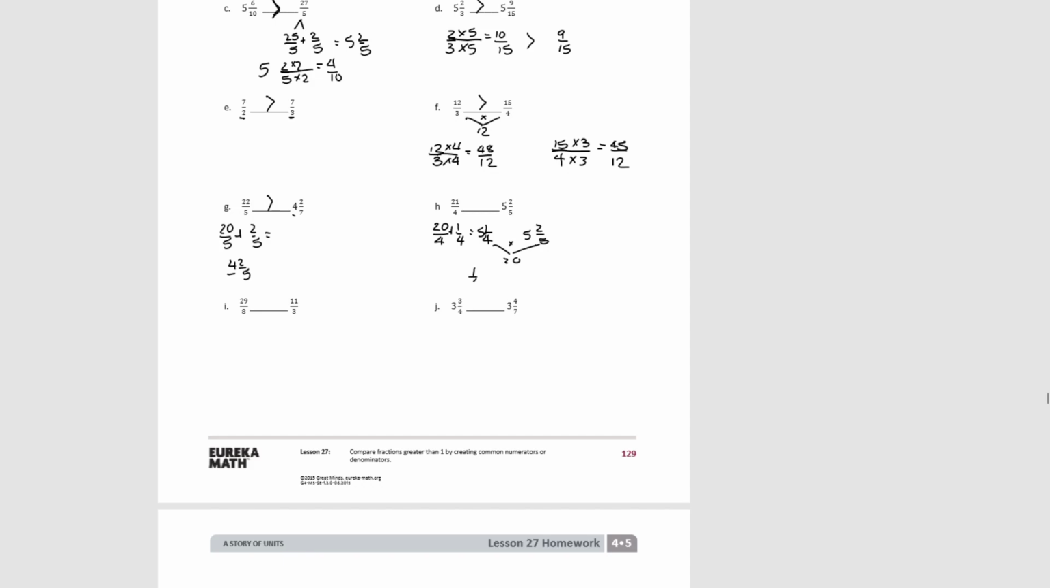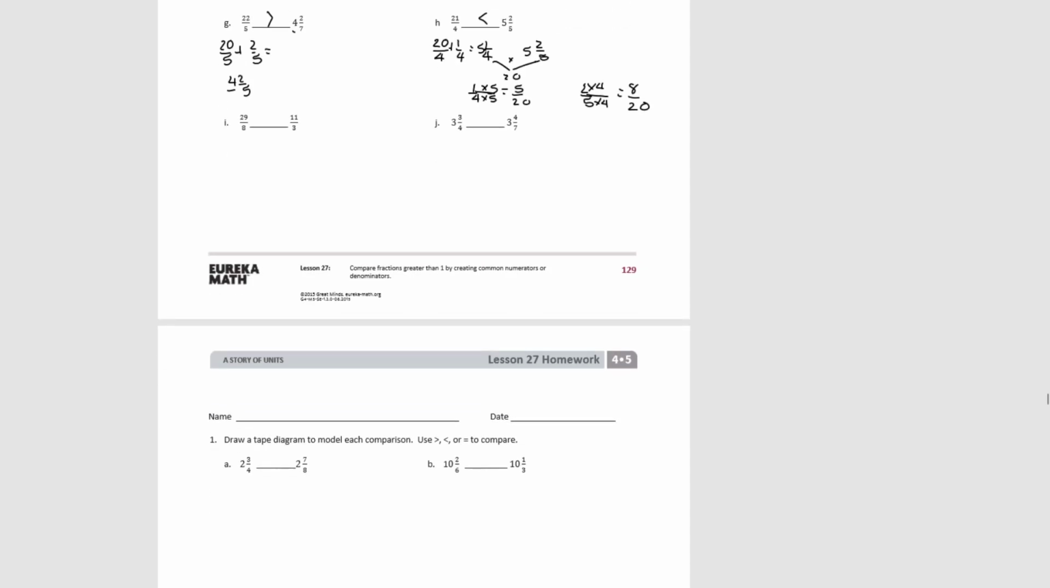So 1/4, decomposed 5 more times, would be 5/20. And 2/5, decomposed 4 more times, would be 8/20. So 5/20 is less than 8/20. Therefore, 21/4 would be less than 5 2/5.